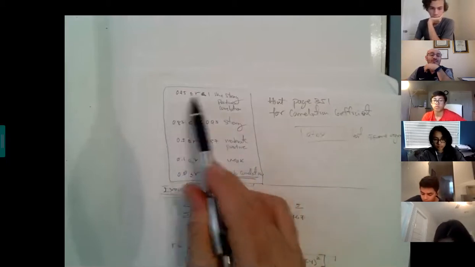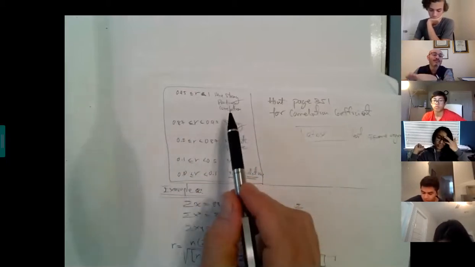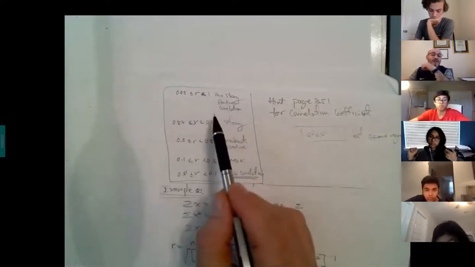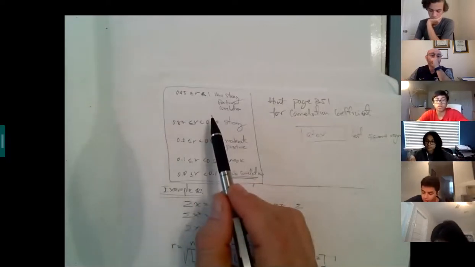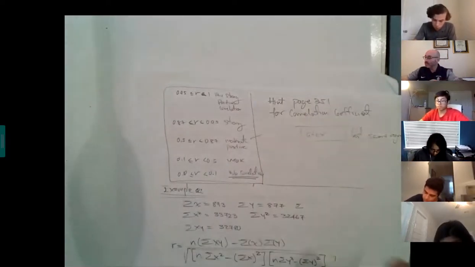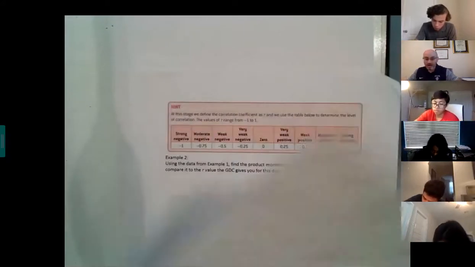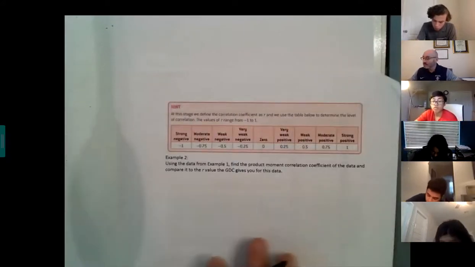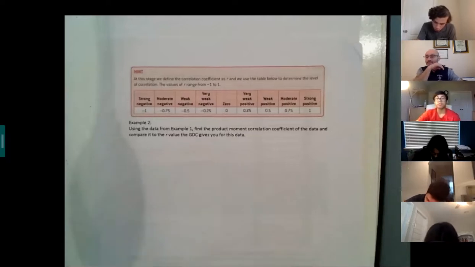I think this is more telling, and it will apply the same way if the values are negative. Make sense? So that gives you a better idea of when to call it strong, moderate, weak, and so on and so forth. All right, that's all because it's 12:30 already for us, okay?